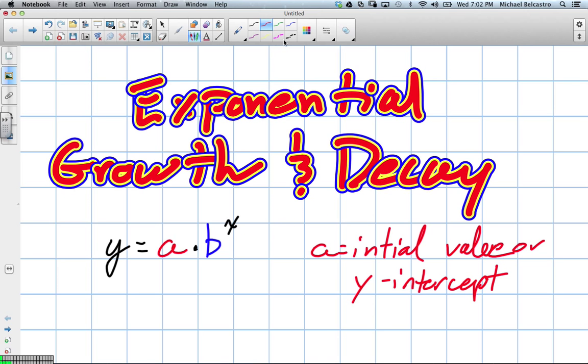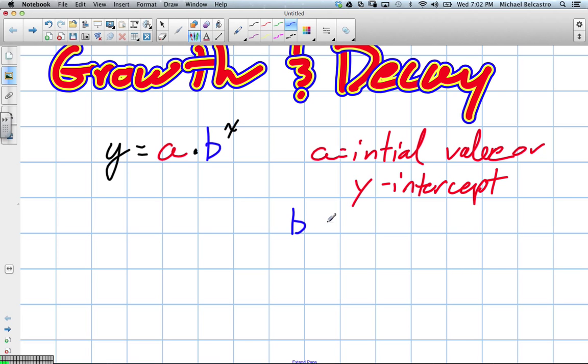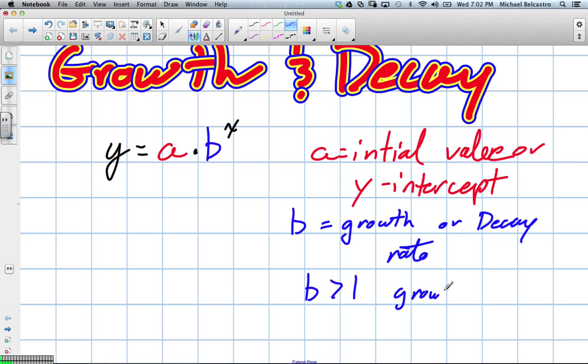Our b is our growth or decay rate, and they vary depending if it goes up or down. So when b is greater than 1, we have growth. And when b is less than 1 but greater than 0, we have decay. So in other words, you have a decimal or a fraction, right?